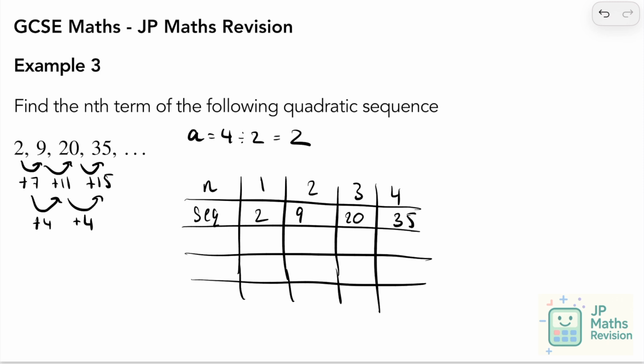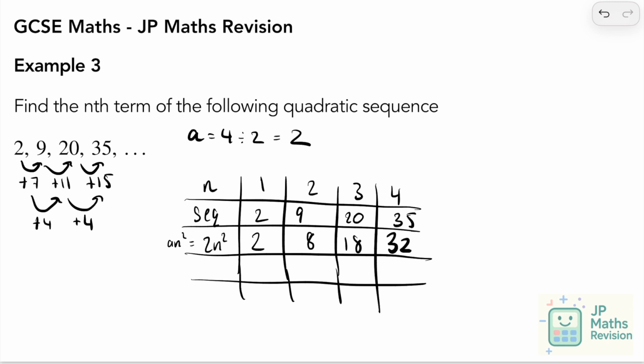And then we do an squared, so in this case, an squared is 2n squared. So the first one is going to be 2 times 1 squared, which is 2. 2 times 2 squared, which is 4. 2 times 3 squared, which is 18. Sorry, 2 times 2 squared is not 4, 2 times 2 squared is 8. 2 times 3 squared is 18. 2 times 4 squared is 32.